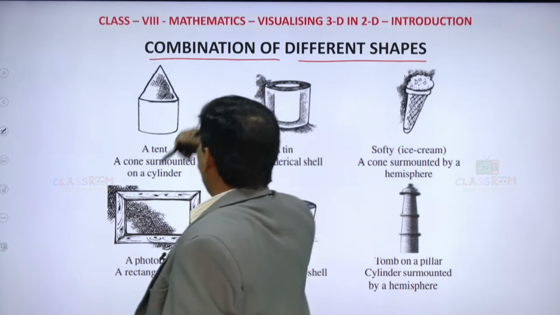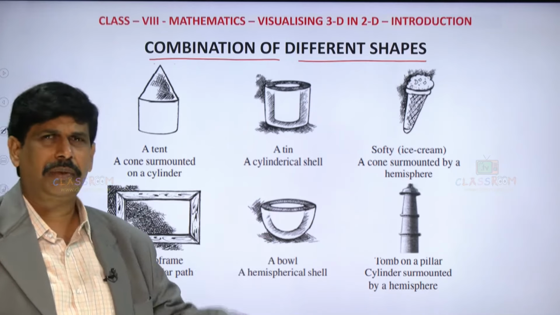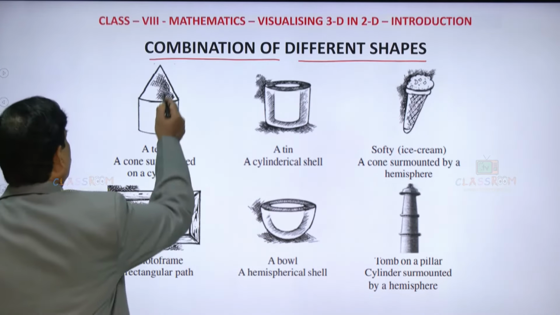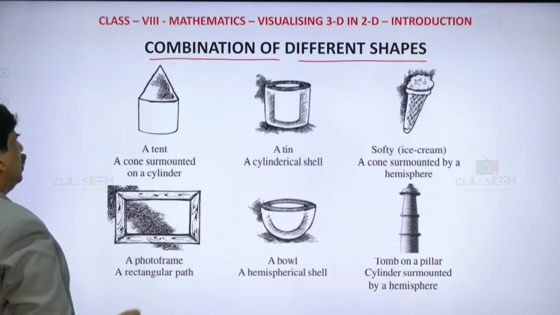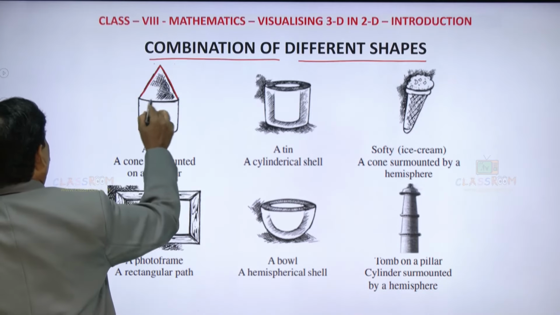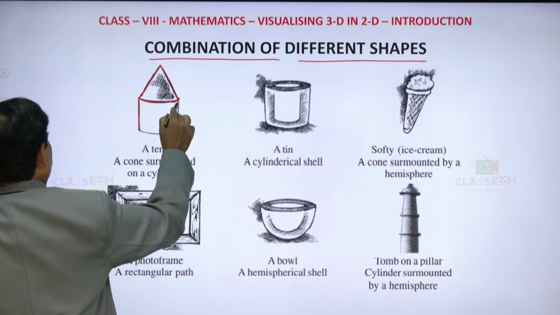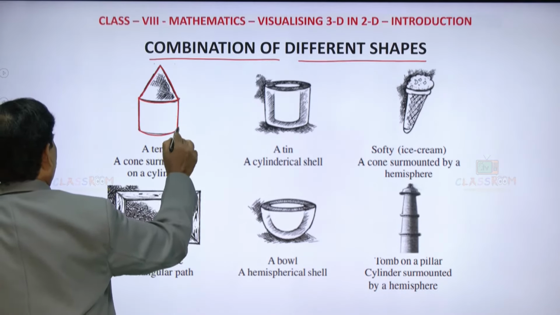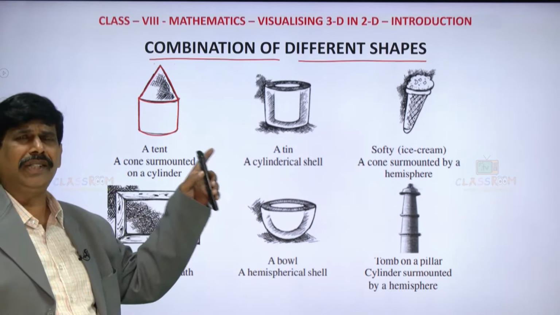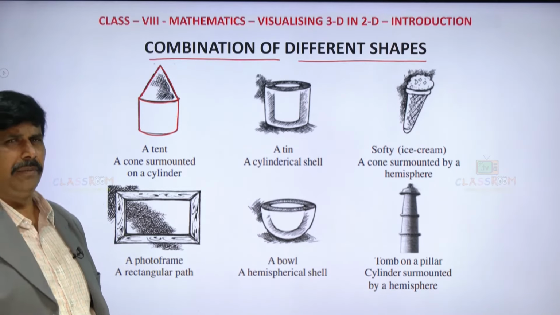Now, here we will see different shapes. So we are seeing some combinations here. So combination of different shapes. So what is this combination here? See what you are seeing, we are seeing a tent here. So on this tent, if you can see here, this is a cone. What is this? This is a cone. And here, this is a cylinder. Clear? So a tent is a cone surmounted on a cylinder. A cone surmounted on a cylinder, remember.